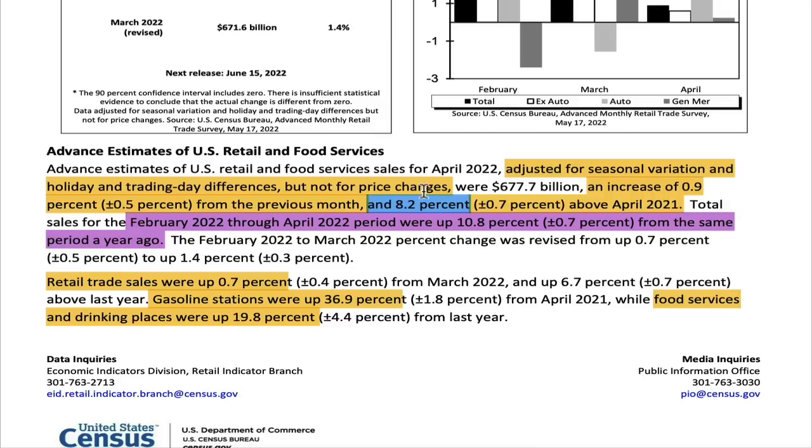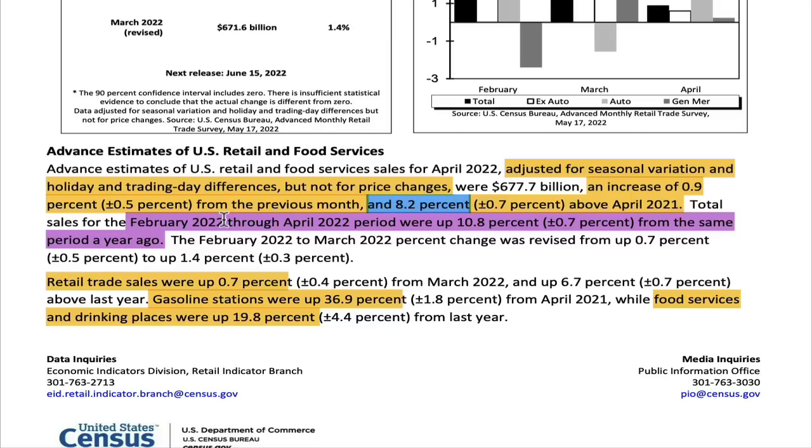677.7 billion, an increase of 0.9% from the previous month, and 8.2% above April 2021. So retail sales for this month were 8.2% higher than a year ago. And you would measure that, as we did on the previous screen, against the appropriate price inflation index. Since retail sales cover gasoline and food, we would use the headline price for the PCE, which was 6.6. And we have positive real growth, or positive real increases in sales.